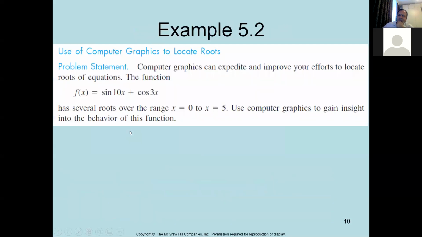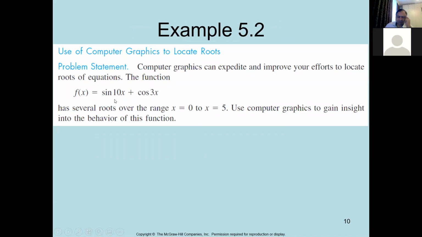So let's look at example 5.2, the use of computer graphics to locate the roots. Since we are talking about the graphical method, let's complete it before finishing this lecture today, and then we will start on time in the next lecture. Computer graphics can expedite and improve your efforts to locate the roots of an equation.